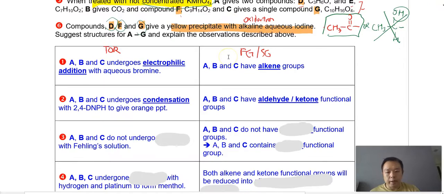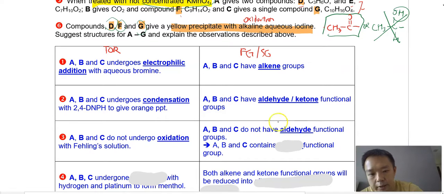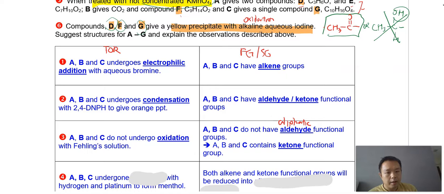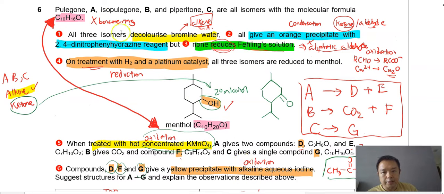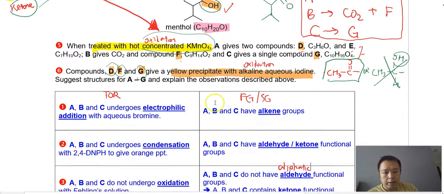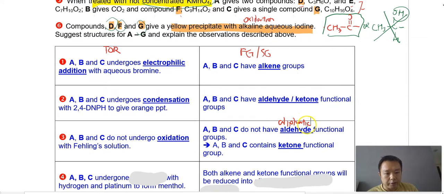So none of A, B, and C undergoes oxidation with Fehling's solution. So A, B, and C do not have the aldehyde, or to be more exact, the aliphatic aldehyde functional group, and therefore A, B, and C must contain the ketone functional group. Now some of you may be thinking, why can't we consider the aromatic aldehyde functional group? Because earlier on we said that it's unlikely that A, B, and C have a benzene ring because of the molecular formula. So if there's no benzene ring, it is not possible to have an aromatic aldehyde.